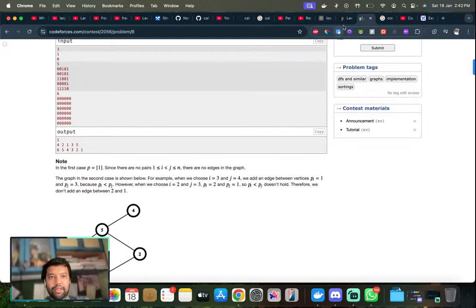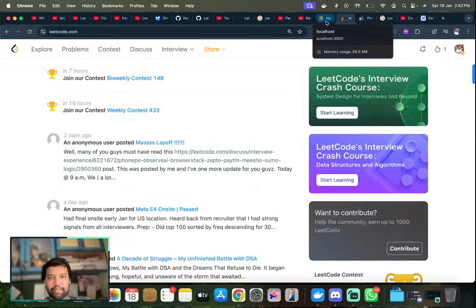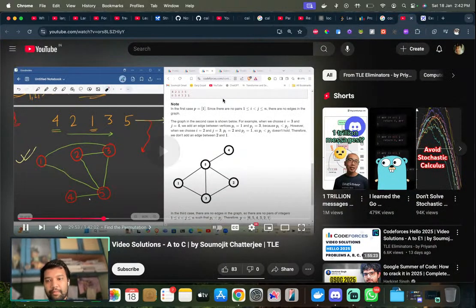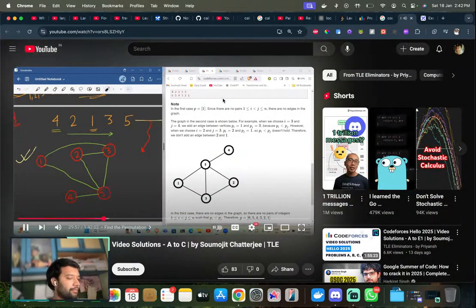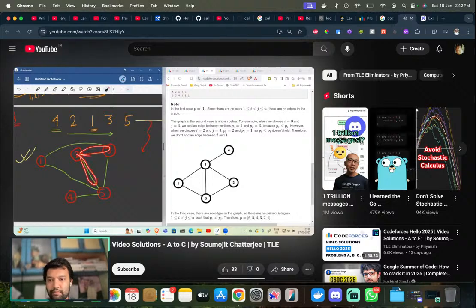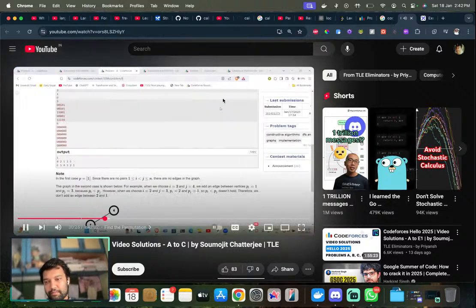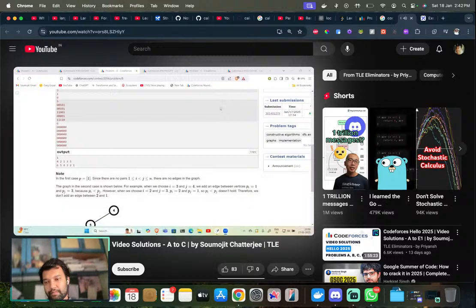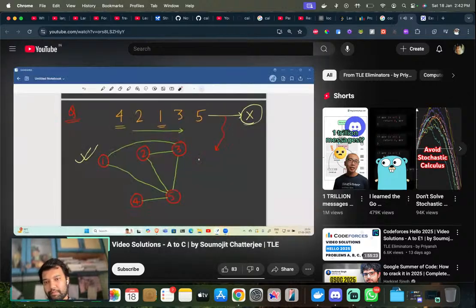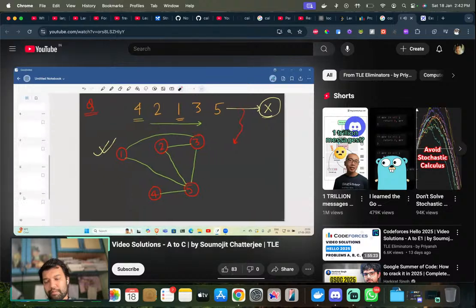Okay. I now understand this question. There is an edge between 4 and 5, and then there are edges between 2 and 3, 2 and 5, 3 and 5. Understanding the question was important here. So since the question is clear, let us try to understand the solution.